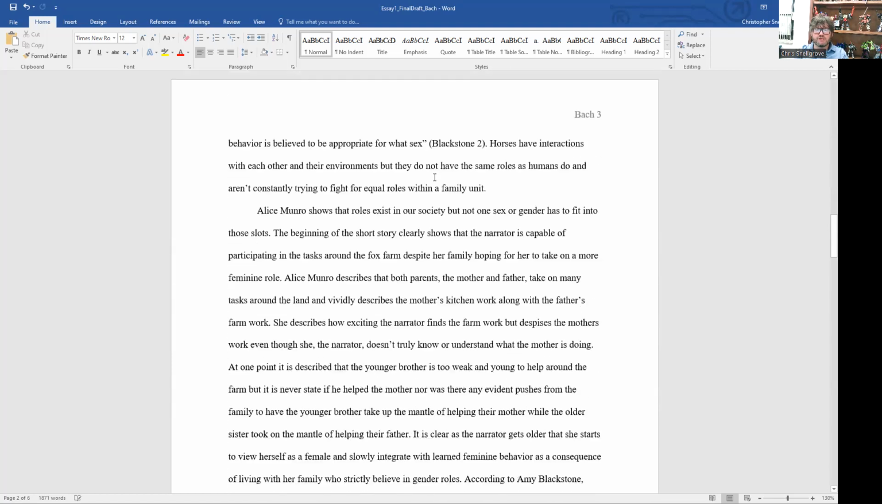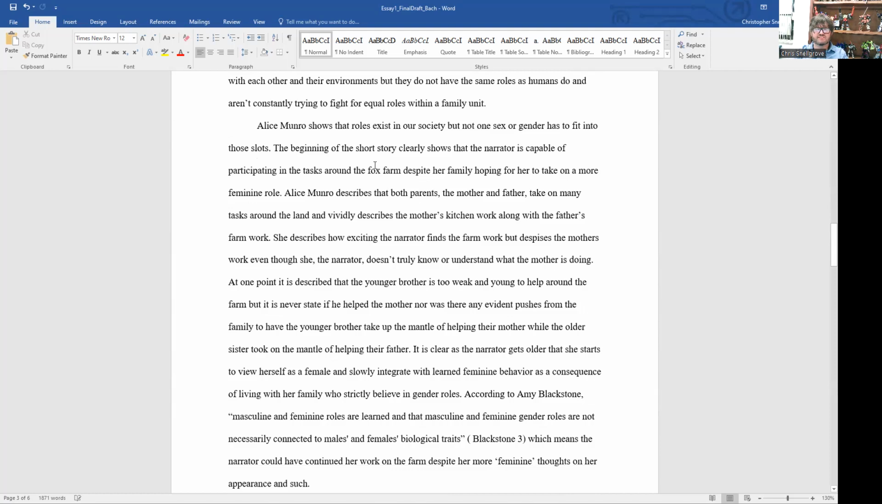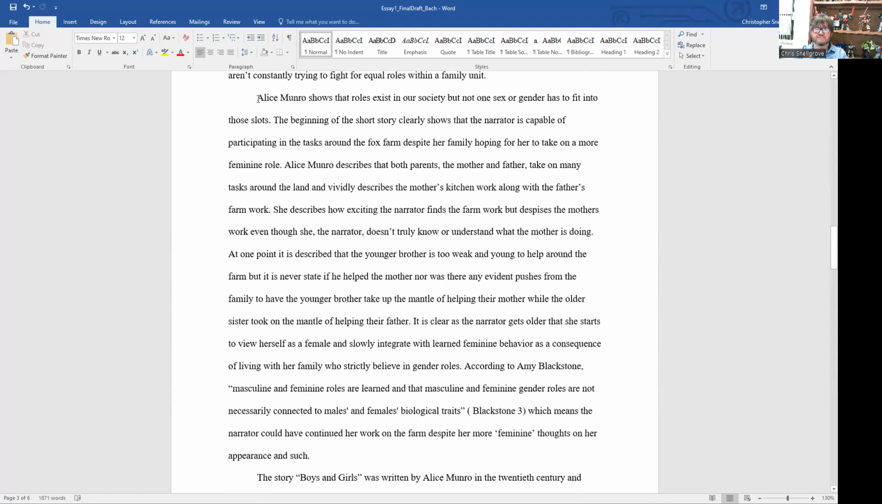All right. And so I'm going through here. Let's see. The second body paragraph has a better example of a topic sentence up front, I believe. Alice Munro shows that roles exist in our society, but not one sex or gender has to fit into those slots. The beginning of the story clearly shows the narrator is capable of participating in the task around the Fox farm, despite her family hoping for her to take on a more feminine role. So again, this is what this body paragraph is going to be about. All of this is meant to back up the thesis, saying like, yes, Munro wants us to fight against these gender roles right here.